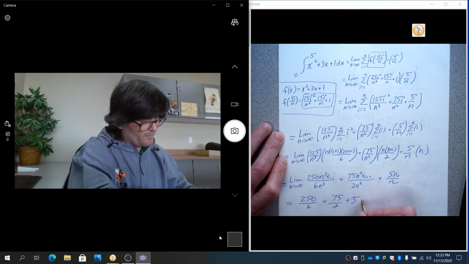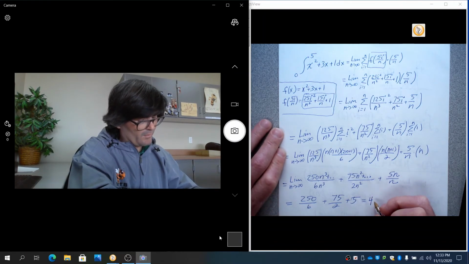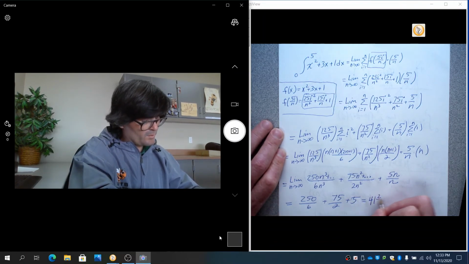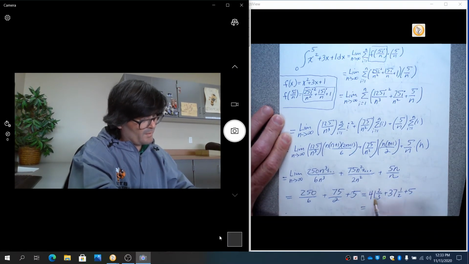There we go. And you can clean this up a little bit more. What's this going to be? 41 2/3 plus 37 1/2 plus 5. And that would be 83 and 5/6.